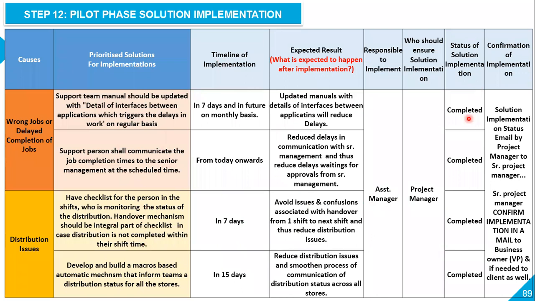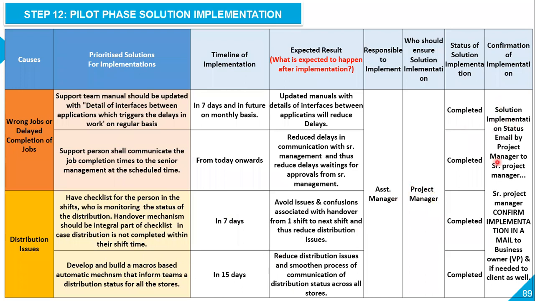Status of solution implementation: whether you have completed the solution implementation or is it work in progress. WIP means in progress, for that matter, or you have not even initiated, right? So all three possibilities are there. So ideally, the assistant manager needs to ensure that all solutions are either implemented, completed, or in progress, right? The project manager should ensure that not a single solution is in a state of not initiated yet, right? So that's about the status of solution implementation, and finally confirmation of implementation.